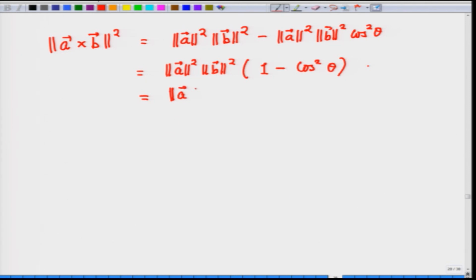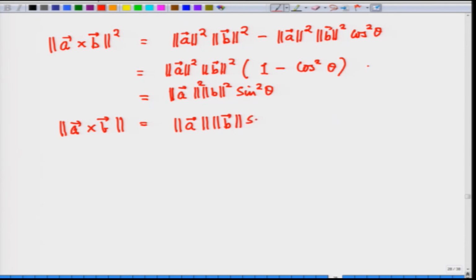So I will have here sin square of theta. So, noting that length is always positive, I will simply have this equal to norm of A, norm of B, sine of theta.